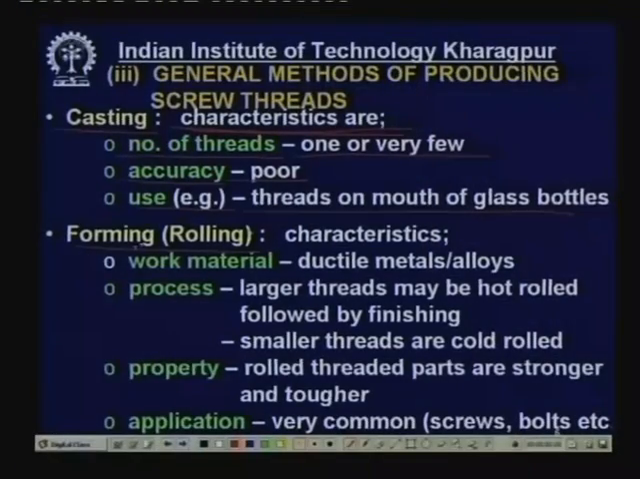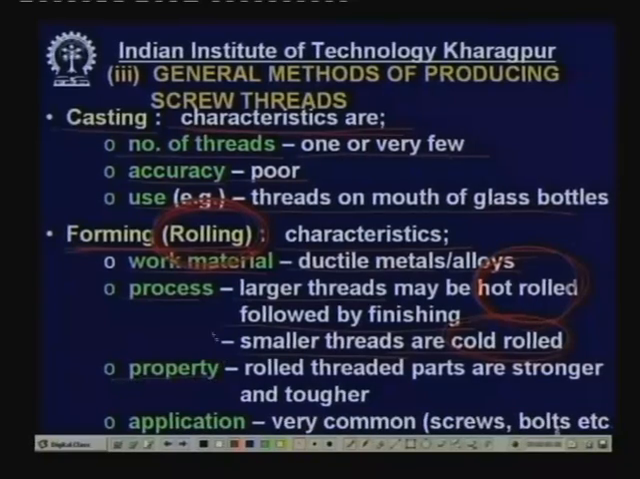Forming, this is a very common method. Not all forming methods, only rolling; amongst forming, rolling is the process. Now, what are the characteristics of rolling? The work material has to be a ductile material, so it can be formed, or alloys. Process: if threads are very large with a large depth and width, then they have to be hot rolled, because this will require a lot of force if done in a cold state. If you do it by hot rolling, then accuracy and finish will be poor, so they have to be finished by machining and grinding later on. But smaller threads are directly made by cold rolling, and no further finishing may be required.